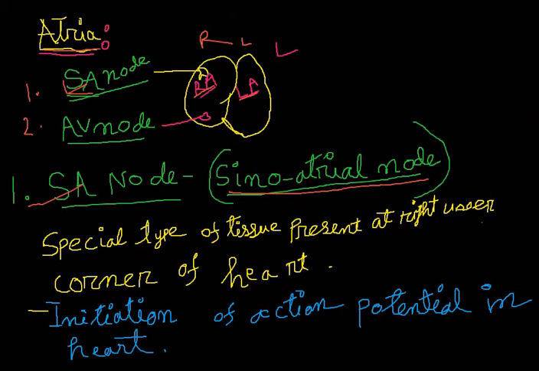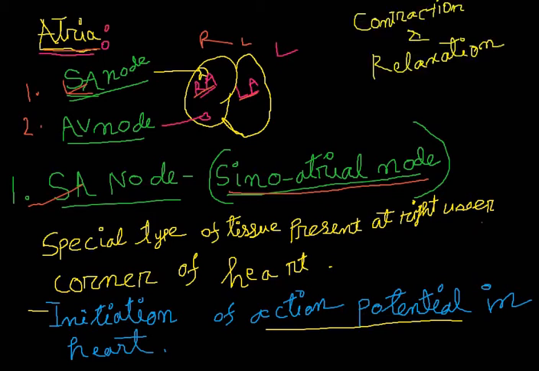What is the function of SA node? SA node initiates the action potential in human heart. What does the term action potential in heart mean? Action potential is that potential which provides the ability to contract and relax, that is contraction and relaxation of heart.